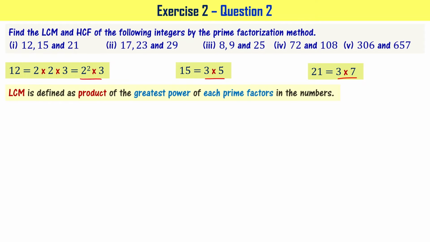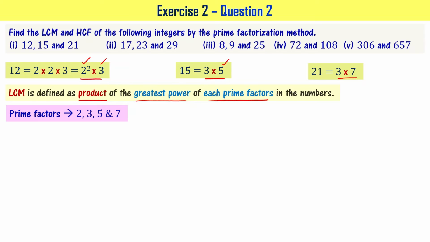LCM is defined as the product of the greatest power of each prime factor in the numbers. Please note the definition. Meaning we have to find what the prime factors are first and what their greatest powers are, and then we can take their product.